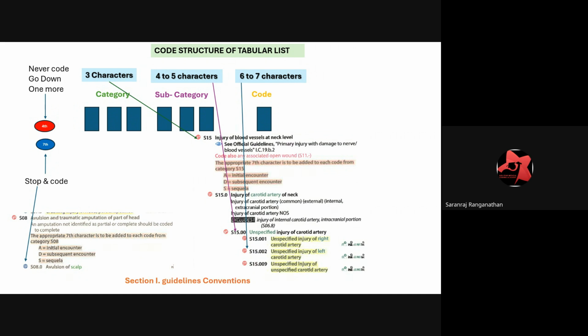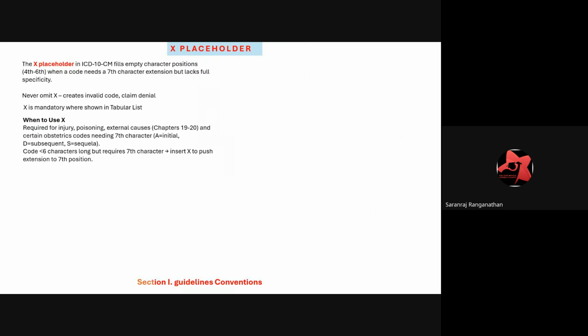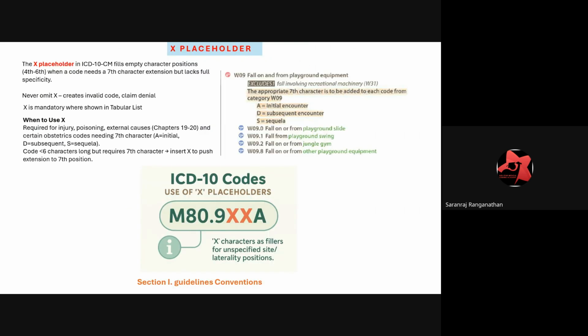So remember, red is the indication that we need to go further, blue is the indication that we need to stop. Then coming to the placeholder. What is a placeholder? A placeholder is a gap filler. Wherever the full codes or specificity codes are missing, I need to use X as a placeholder to fill the gap. It may start from the 4th character, 5th character, or 6th character. You can see the example M80.9, where for the 5th and 6th characters we have used X as placeholders, in case of future expansion.